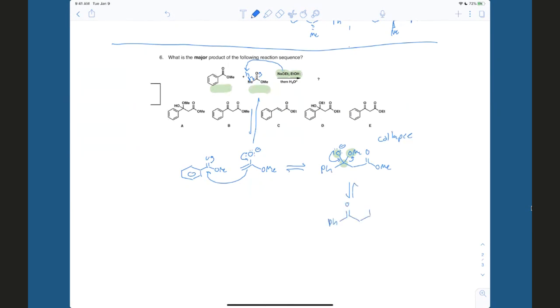We make a new compound that looks like this. And what else can happen to this molecule? Or is this the end? Are we going to get here and be like, oh, there's B, we're going to call it a day?